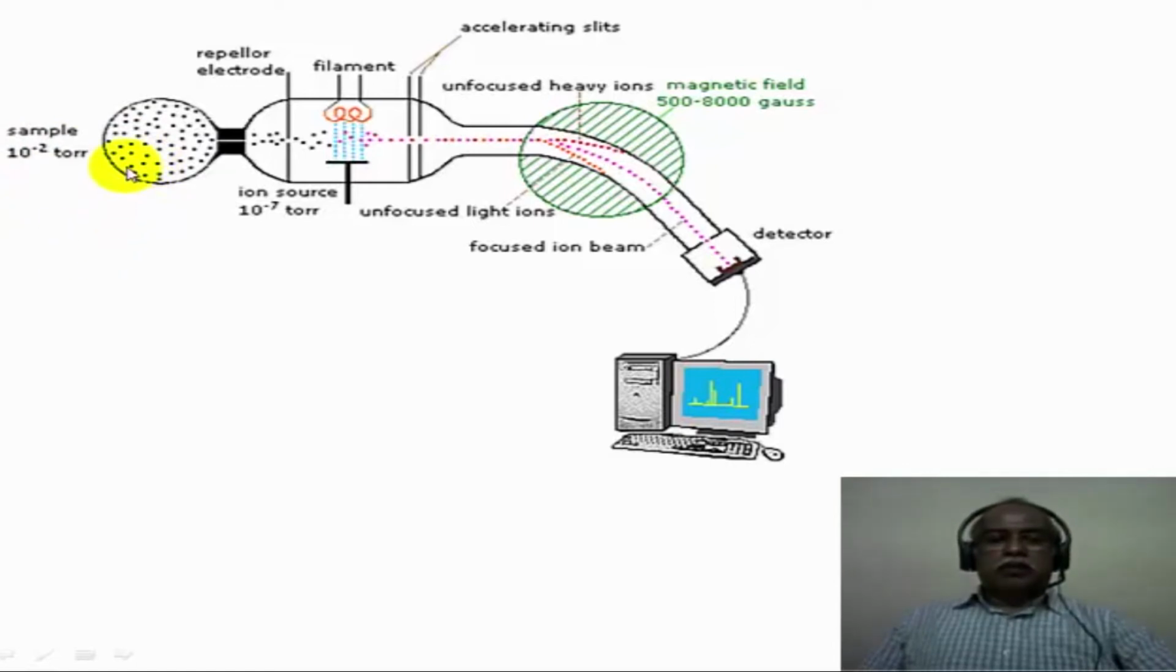Most organic compounds are volatile in nature, therefore it is possible to bring them into the gaseous state. Those molecules which are not volatile are normally heated in the sample chamber so that sufficient vapor pressure is reached and they go into the gas phase, so that they can be pumped into the ionization chamber. The ionization chamber is maintained at a much higher vacuum of 10 to the power minus 7 torr or 10 to the power minus 6 torr, and this essentially consists of a cathode ray tube kind of an arrangement where you have an electrode.